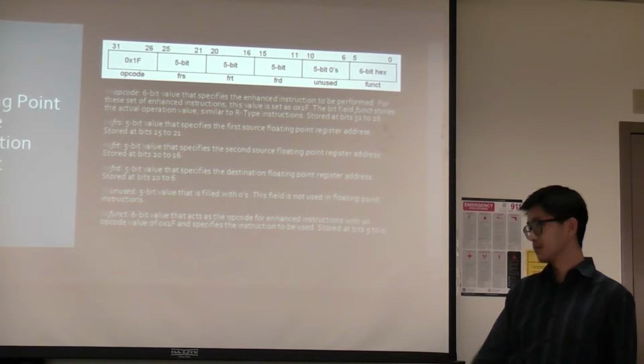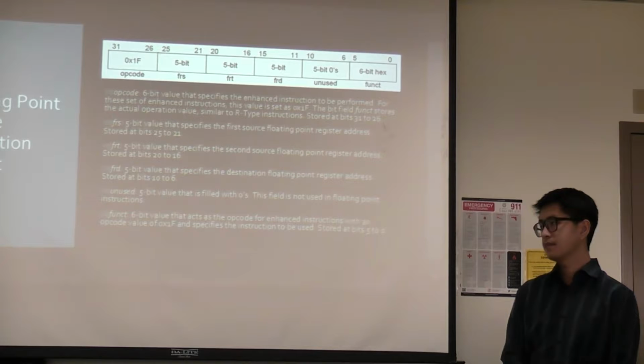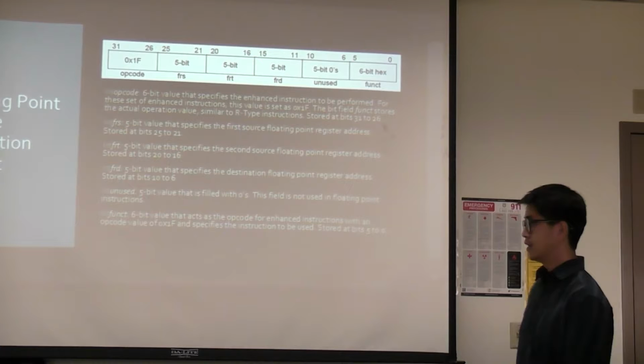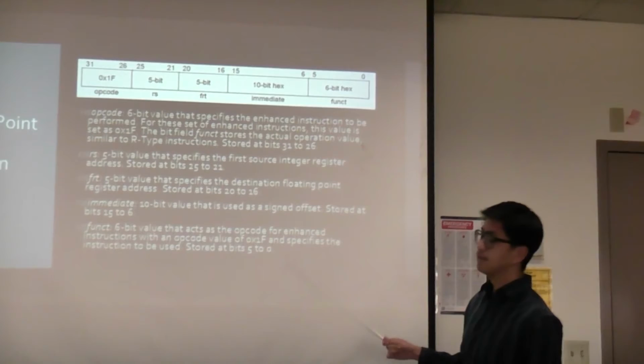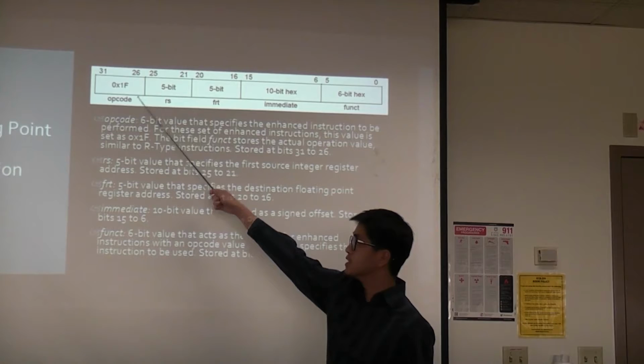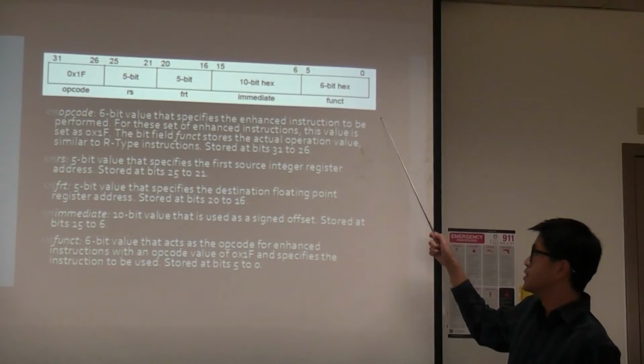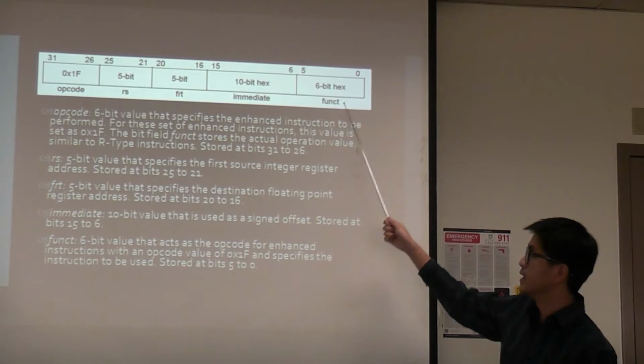The only difference is that the register sources are dealing only with the floating point register file. Apart from that, they're practically the same. So when we get to the I-type, though, it ends up being a bit trickier, since we have to make it fit the requirements of our baseline MIPS processor, meaning that it requires the enhanced key, which is going to be 1F. So by having this function field at the end, it limits our immediate field down to 10 bits.